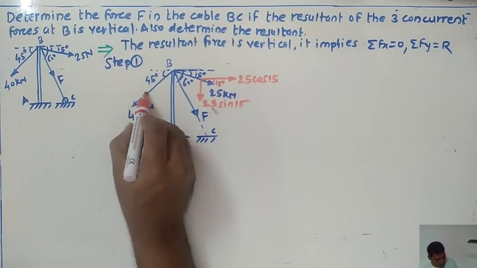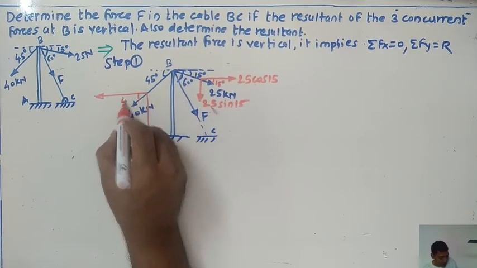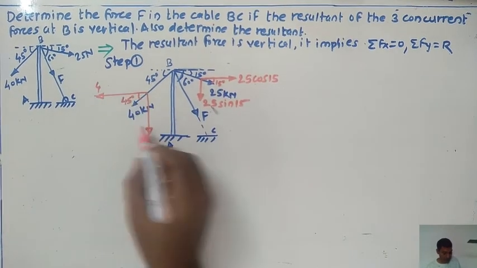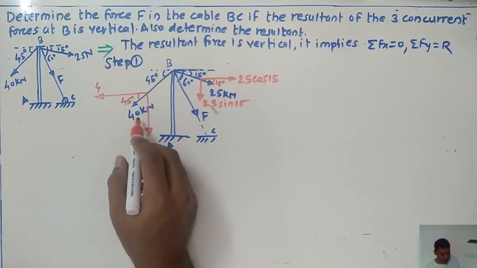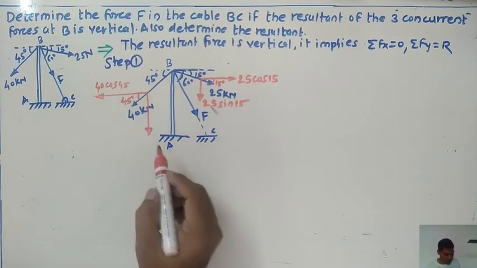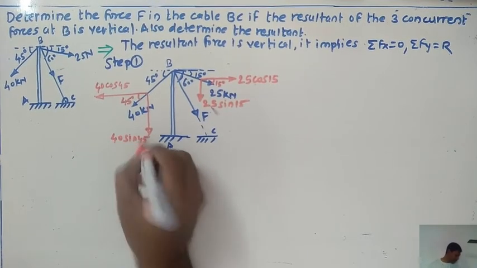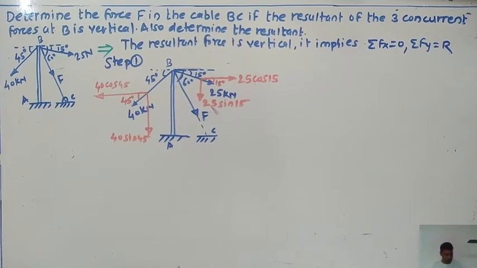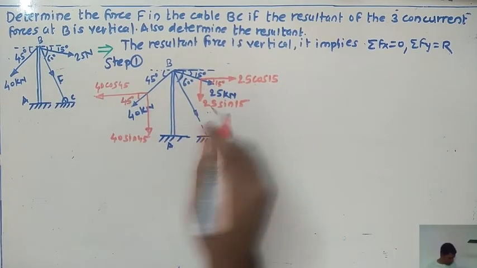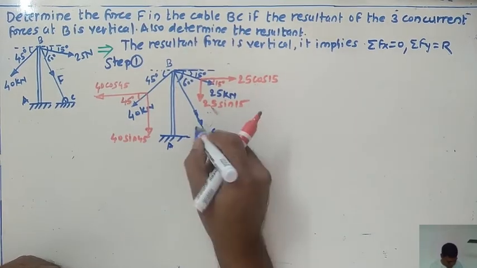Try to resolve this force. This angle remains as it is, 45 degrees. The magnitude of this force is 40 kilonewton, so the components are 40 cos 45 and 40 sin 45. Next, my target is to resolve this force F. Another location for F is here.